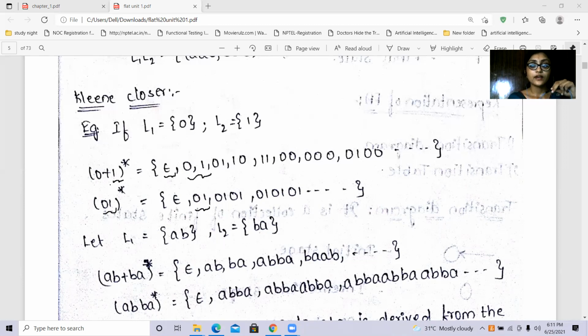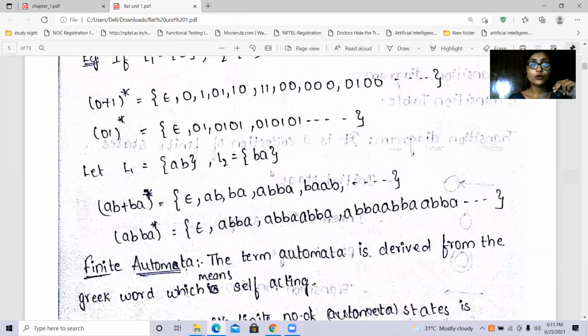And next, coming to the next example, here the language given is L1 equal to AB and L2 equal to BA. When we are performing the Kleene closure on this with an OR operation, meaning AB plus BA, then we can consider AB and BA separately. Like this, we will get the particular Kleene closure value like this: epsilon, AB, BA, ABBA, BAAB, and so on.